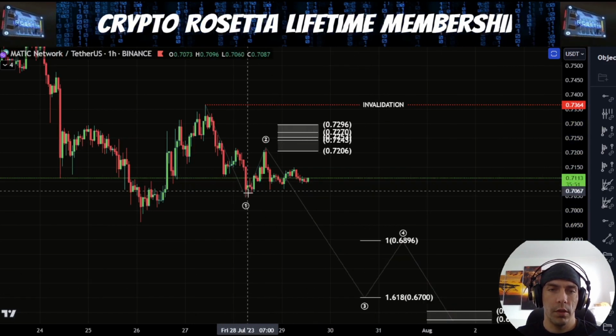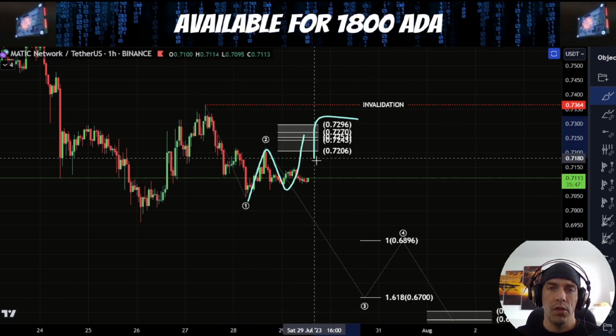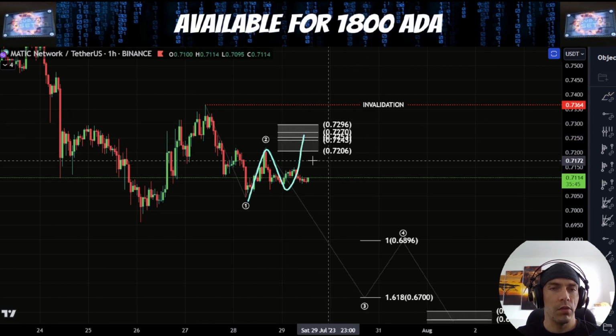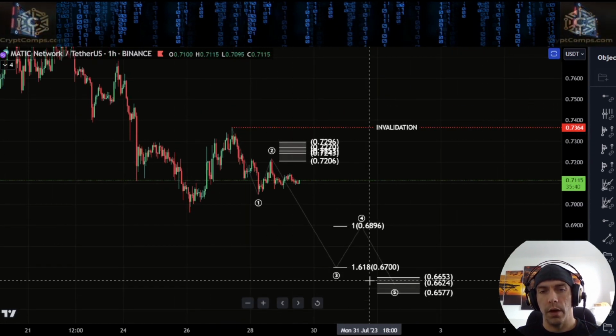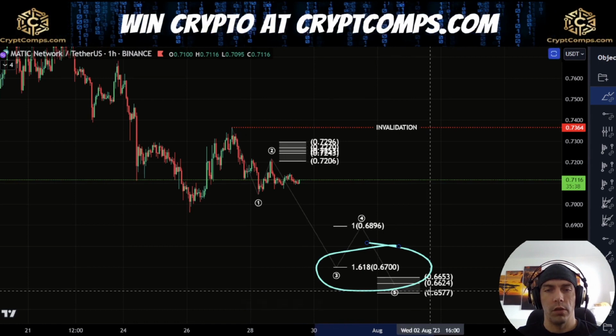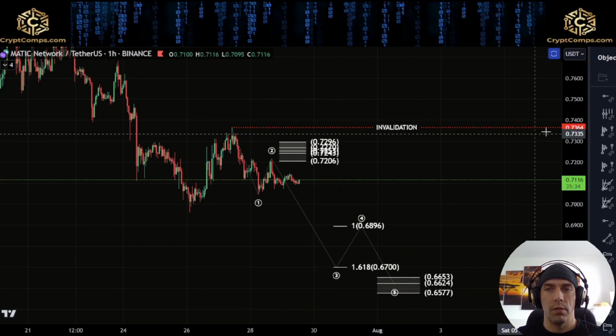Now it is also possible that this wave 2 is incomplete, and we could see one more push to the upside here. 72.96 to the 72.06 is going to be our possible rejection area here. And then what we'd be looking for is a 5-wave move to the downside, looking for that 1618 to confirm it. Invalidation of this idea comes by crossing above the 73.64.